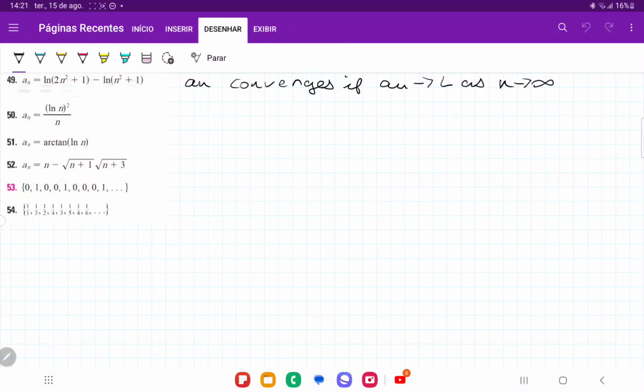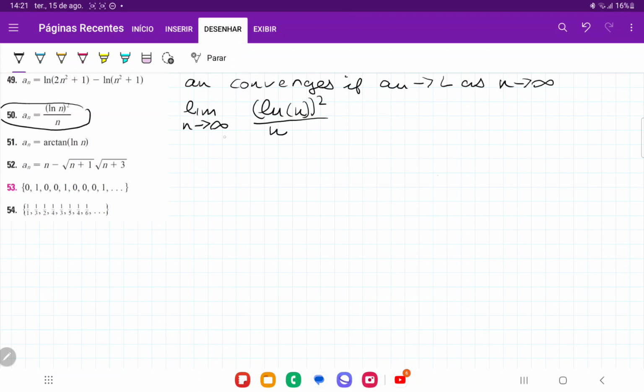So for number 50, we want to find if this sequence over here converges. A sequence converges if it tends to a defined limit as n approaches infinity. So what we're going to do is take the limit as n approaches infinity of our sequence, ln of n squared divided by n, and see if it outputs a limit for us.